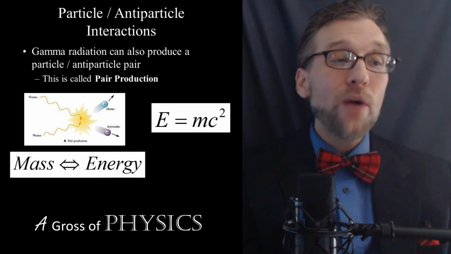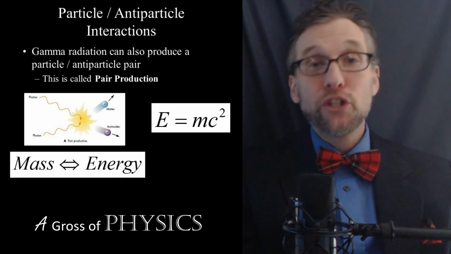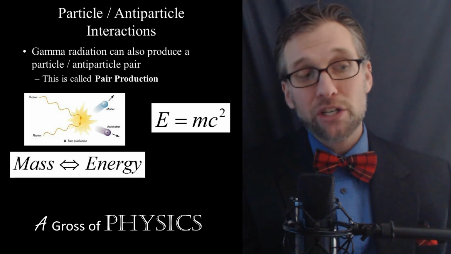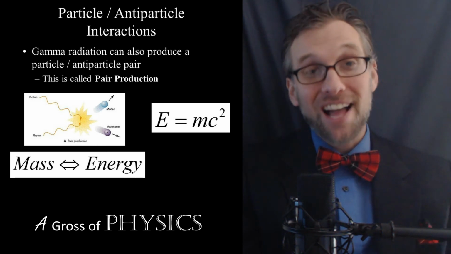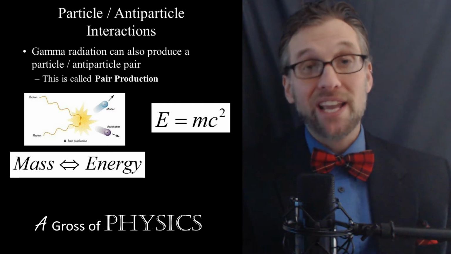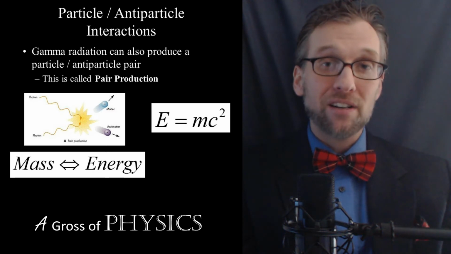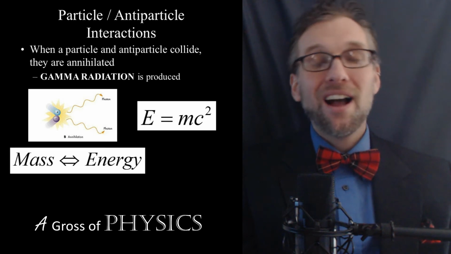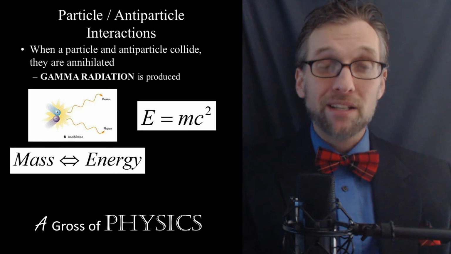So when you have gamma radiation, you can produce a particle-antiparticle pair, and we call that pair production. When you have a particle and an antiparticle collide, you produce energy, and we produce gamma radiation from that. So you can either produce energy from matter or produce matter from energy. And once again, this is all cutting-edge science. We're still learning about it today.